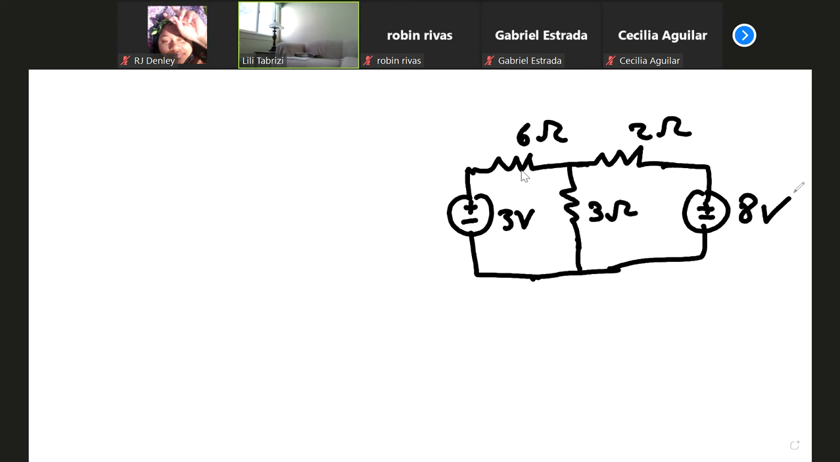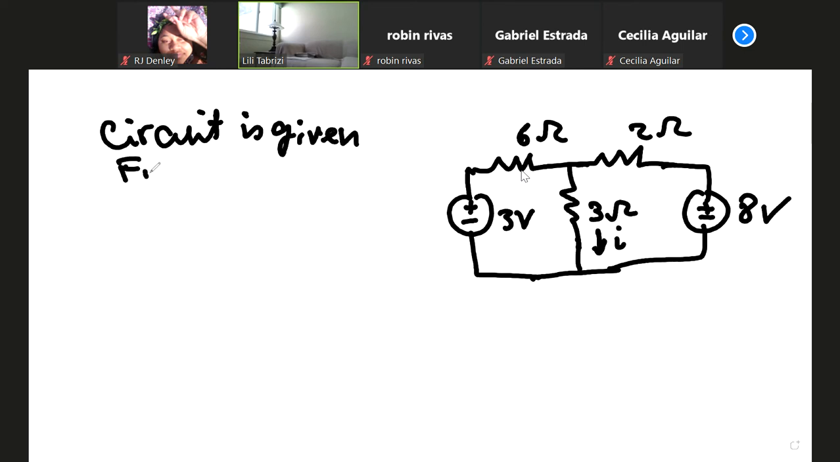So this circuit is given and they ask you some question. Maybe the question is find I. The problem is asking you to find I. So the following circuit is given. Find I. Okay. I cannot use voltage division. I cannot use current division.